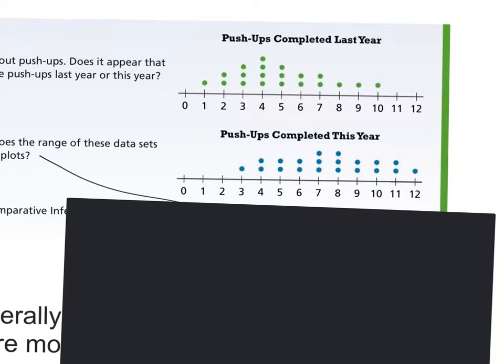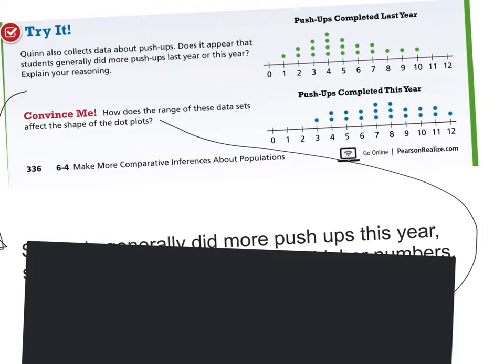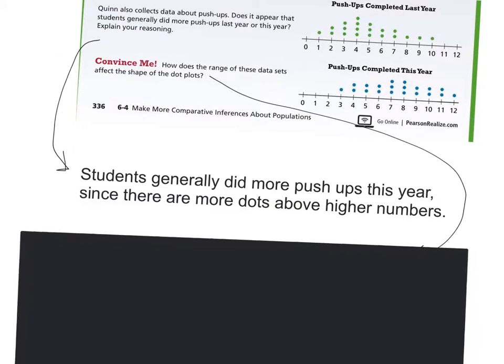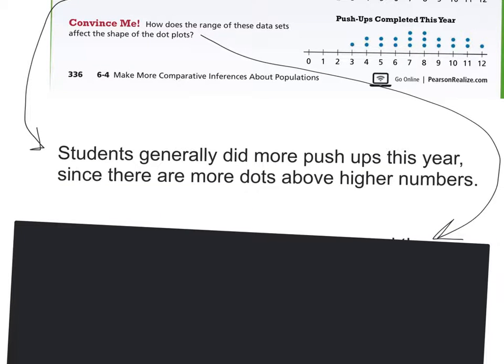Once again, double check your numbers. Both of these number lines go from 0 to 12, so we should be okay with that part of it. So here's what we could say, something like students generally did more push-ups this year since there are more dots above higher numbers. Again, nothing earth-shattering here. Just kind of a common observation that we might make.